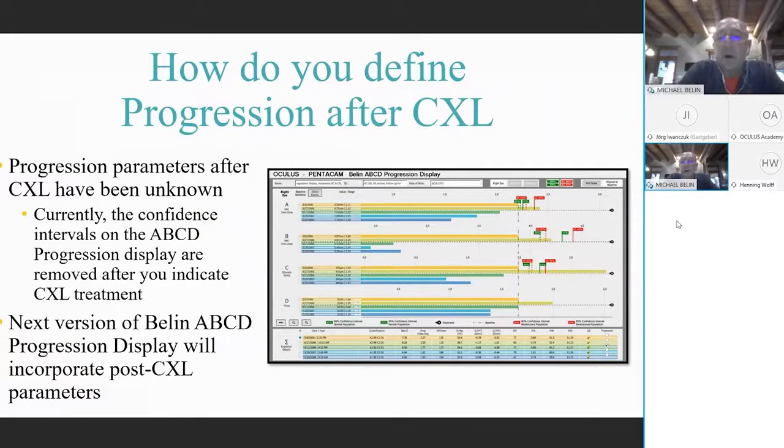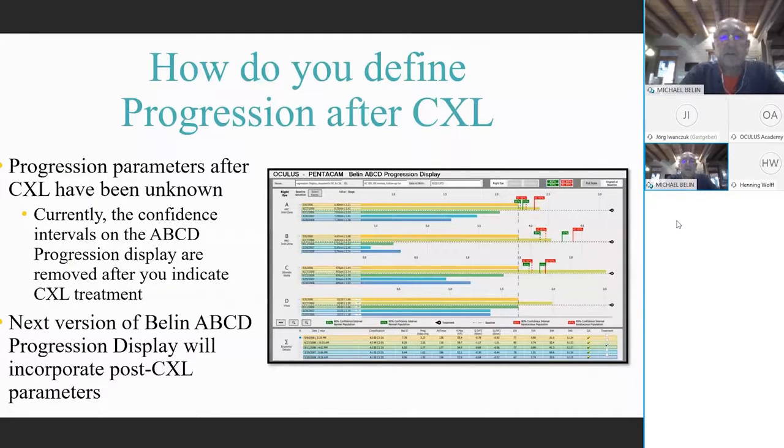So the last part, and what will be the next iteration of the progression display: we've always been asked, how do you define progression after cross-linking? And I already said that the progression parameters after cross-linking have been unknown. Currently, as you can see, I've shown this map before, the confidence intervals actually drop once you've indicated you've done a treatment, because they were developed on a non-treated patient population.